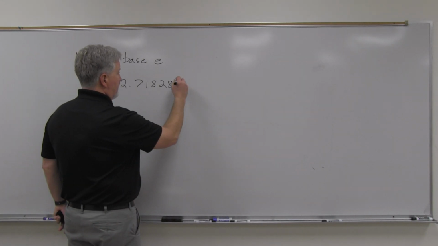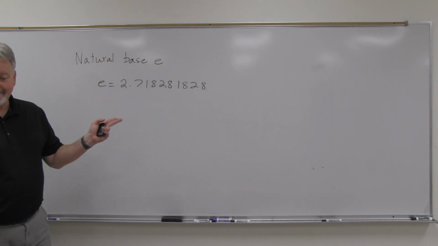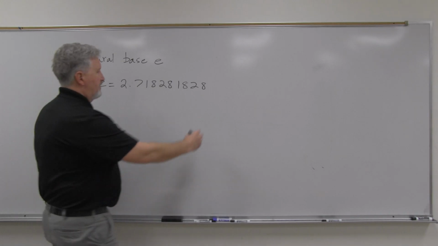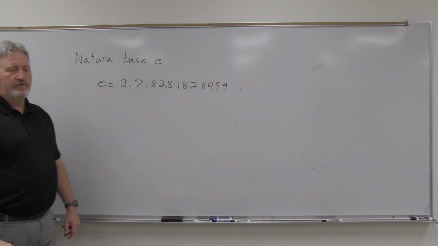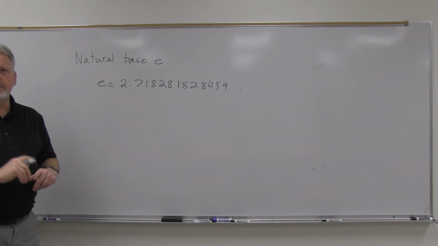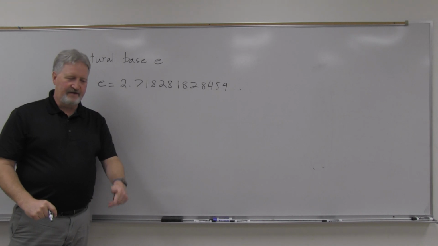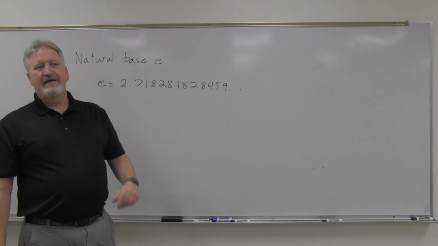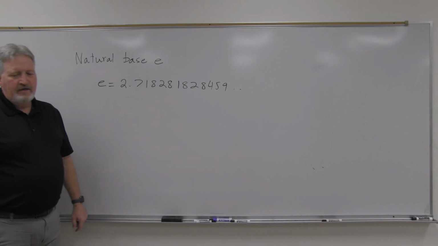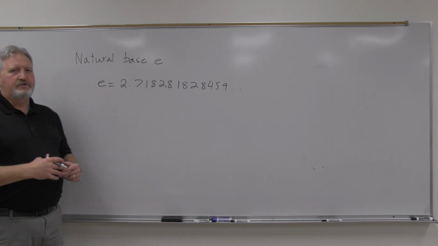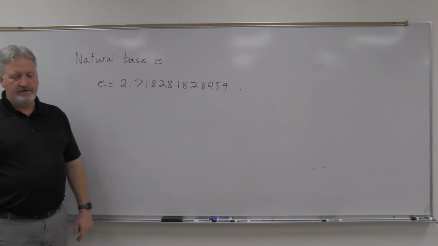I've written several decimal places out, but it is like pi, it just keeps going decimal-wise. The next four are 1828, so it looks like it's going to start repeating, but guess what? The next number is 459. It just keeps going like that. So it's about 2.72. However, like pi, most calculators have an e button on them, so we don't have to remember that it's 2.72. We'll just let the calculator do the work for us as far as the number goes.